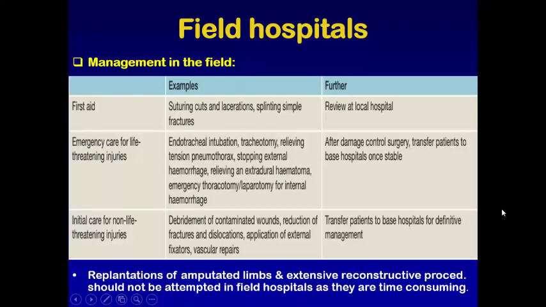The third function of field hospitals is initial care for non-life-threatening injuries. For example, debridement of contaminated wounds, reduction of fractures and dislocations, application of external fixators, vascular repair, and then transfer the patient to base hospitals for definitive management.